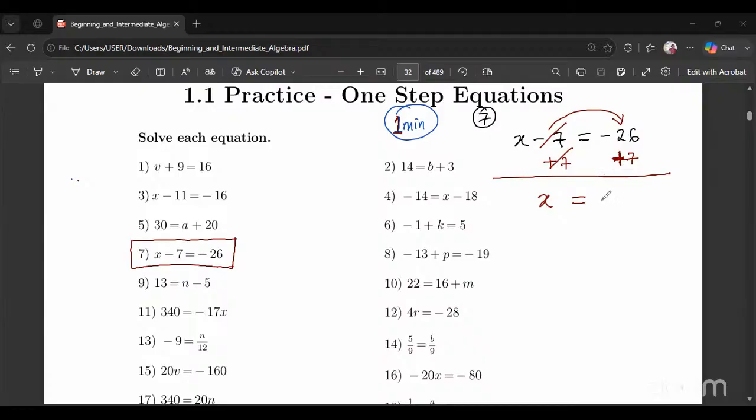All right, so we have negative 19. So that is the answer for question 7. The answer is negative 19. All right, so the next question would be question 8.